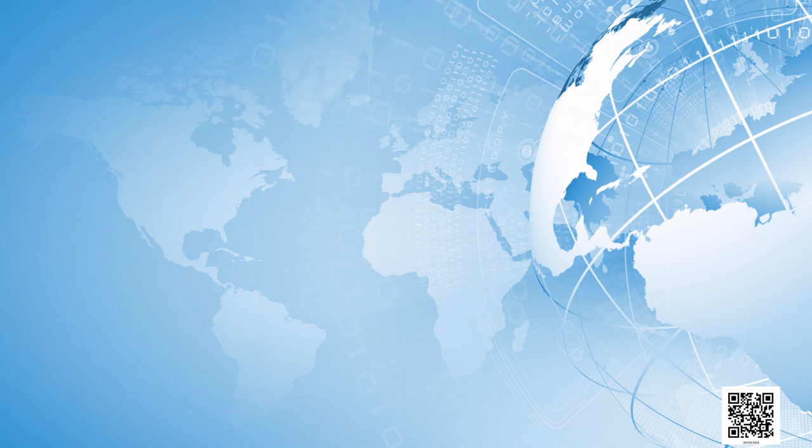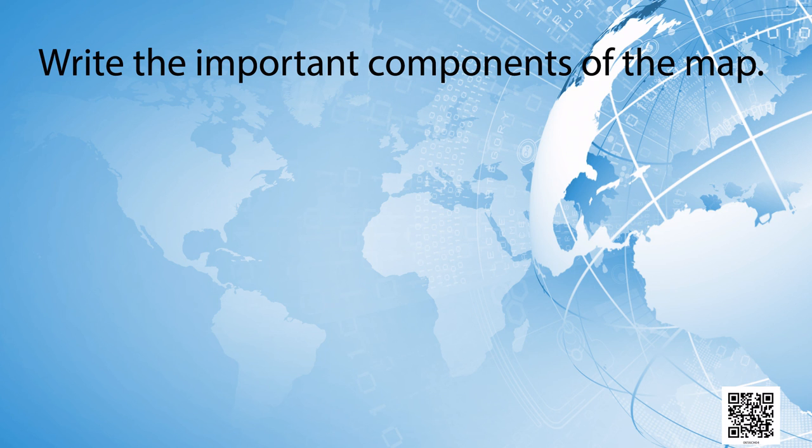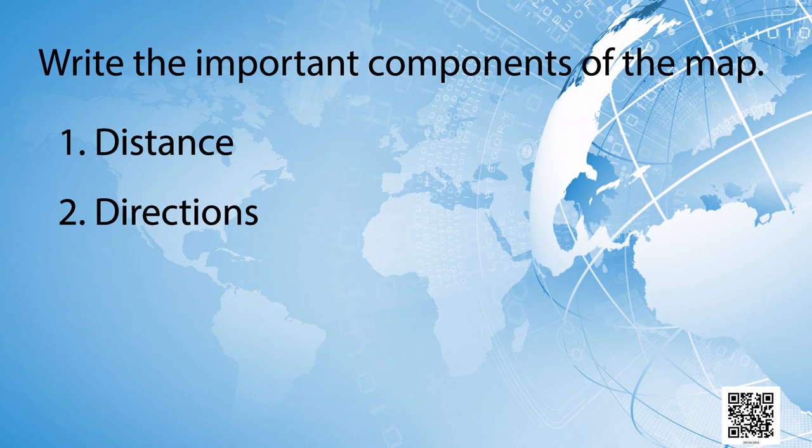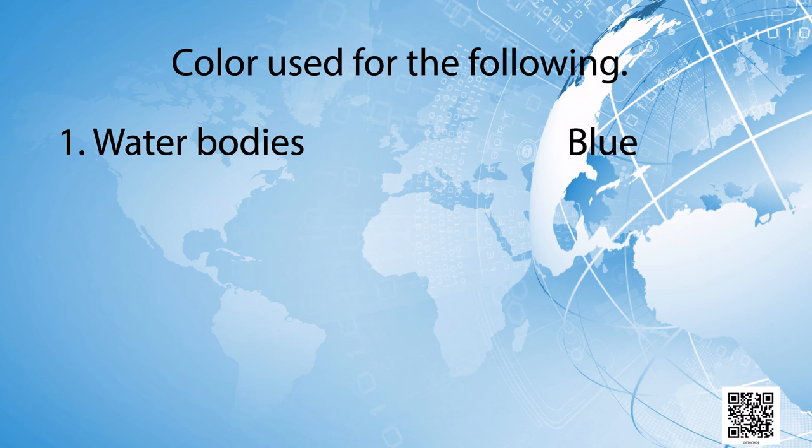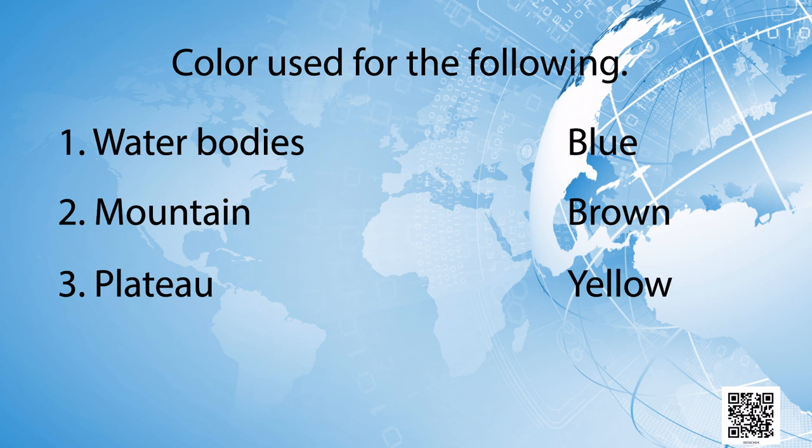So students, write the important components of the map. Answer: first is scale, distance, and direction. Next, direction, and third is symbols. So students, question 3, you tell the color used for the following. Water bodies, blue; mountains, brown; plateau, yellow; and for plains, green.